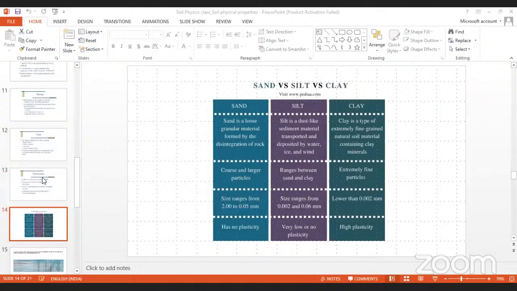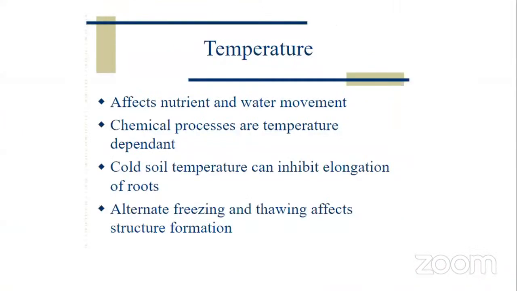Okay, thank you. Now, soil temperature is also one of the most important fundamental soil physical properties. Soil temperature affects nutrient and water movement, and chemical processes in soil are temperature dependent, like carbon mineralization, nutrient solubilization, and microbial activity like soil enzyme activity. All are dependent on soil temperature.